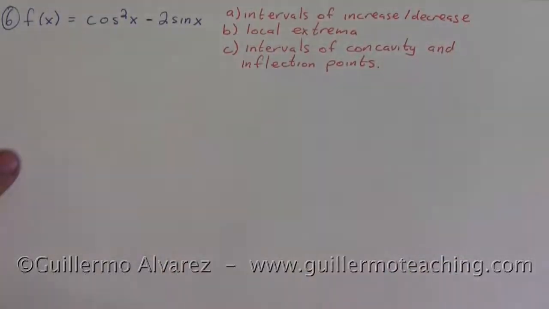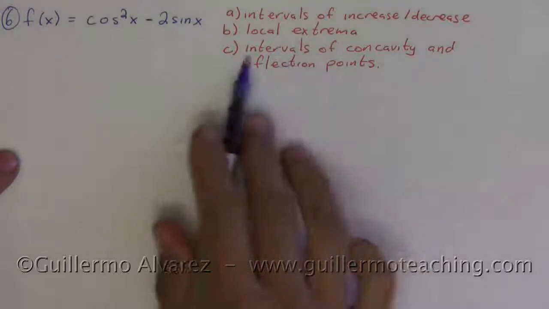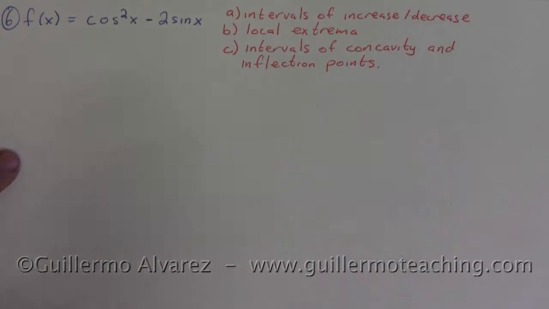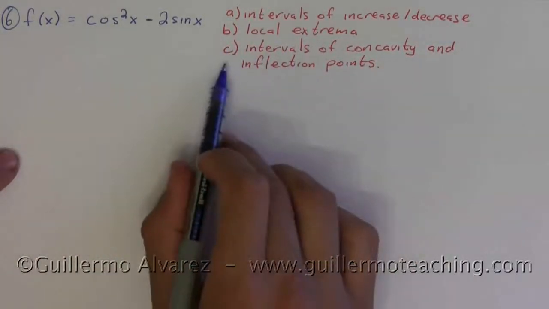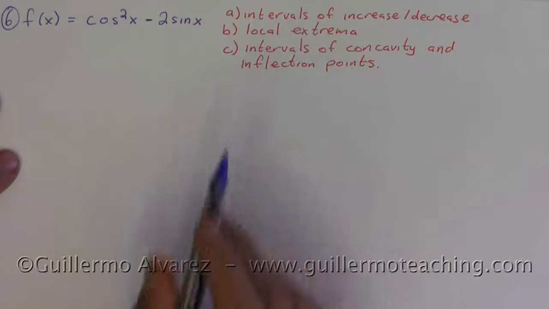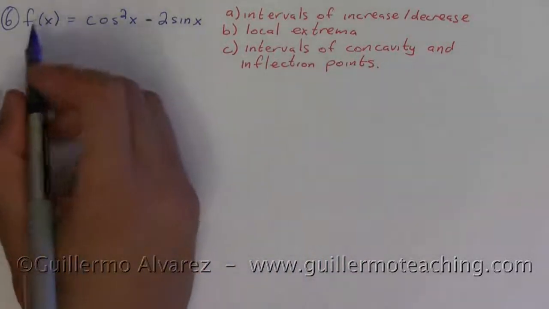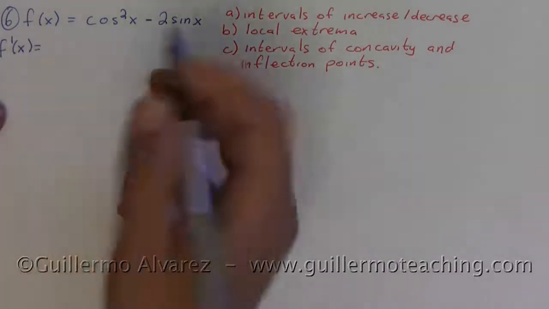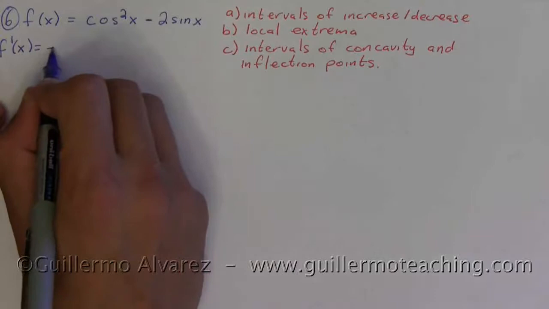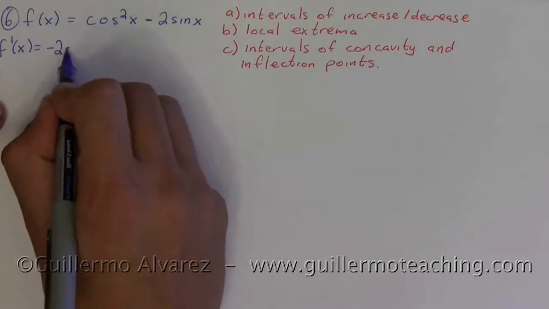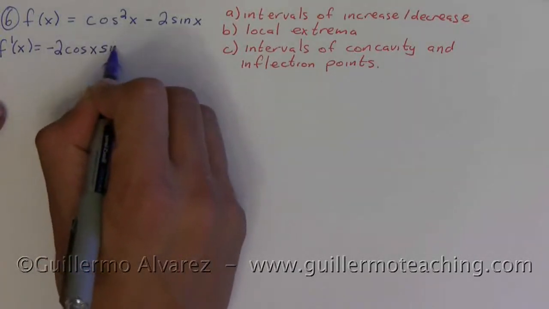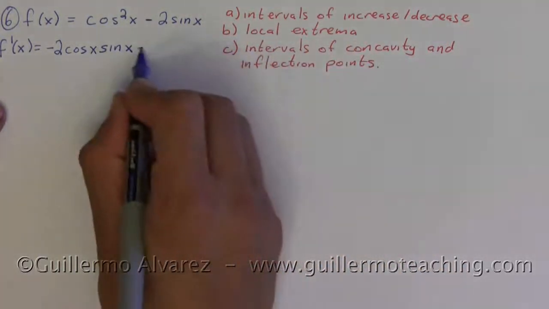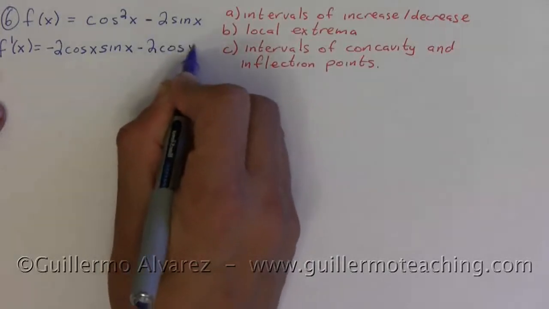Okay, so we're looking for the intervals of increase and decrease, the local extrema, and the intervals of concavity and inflection points. So since for A and B we're going to need the first derivative, and for C we're going to need the second derivative, so might as well just find them all right away. So the first derivative, if we get the derivative of this, we're going to get negative 2 cosine of x times sine of x, and then minus 2 cosine of x.